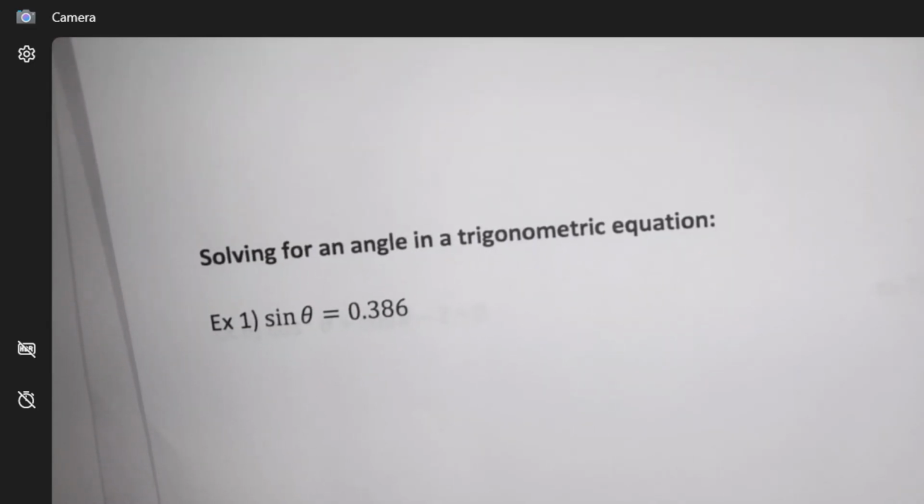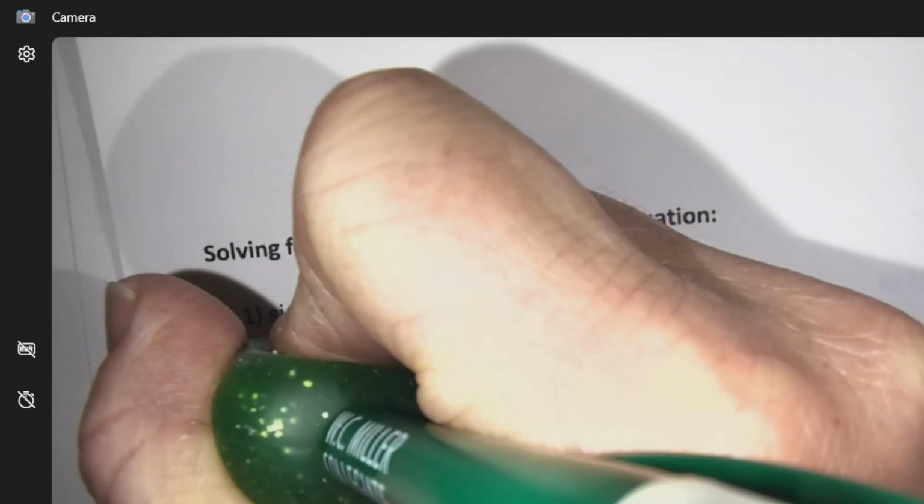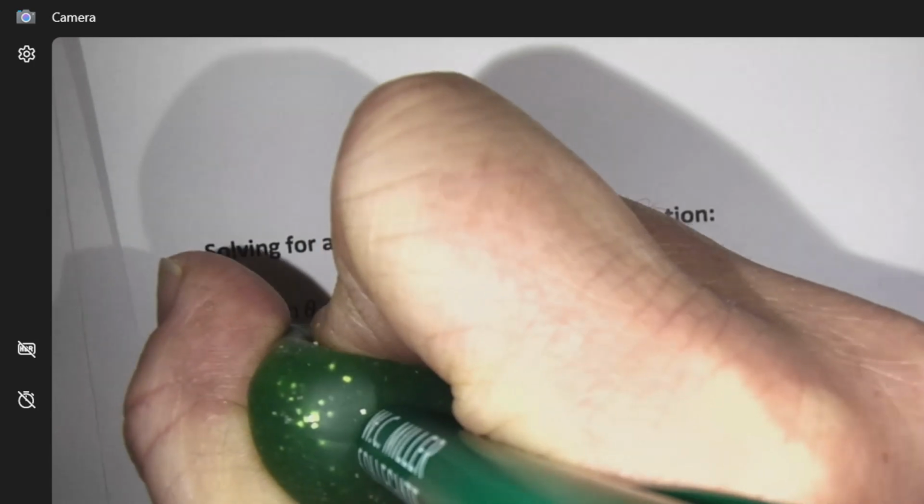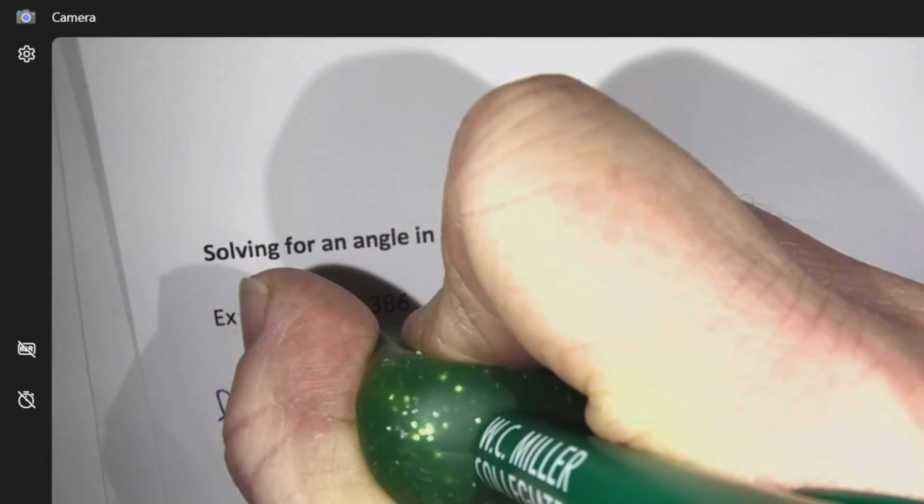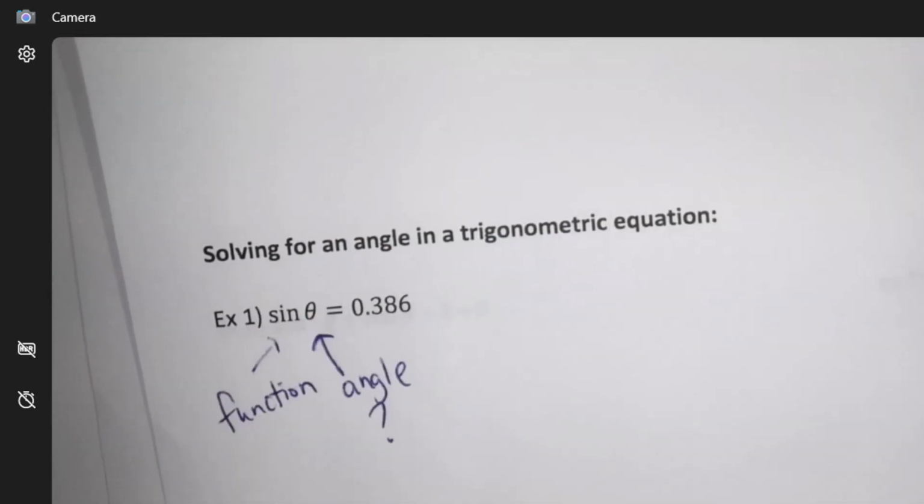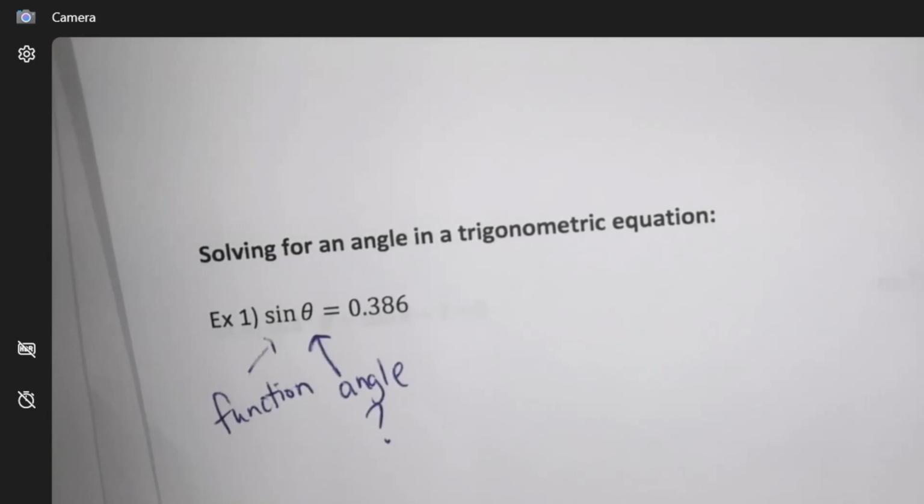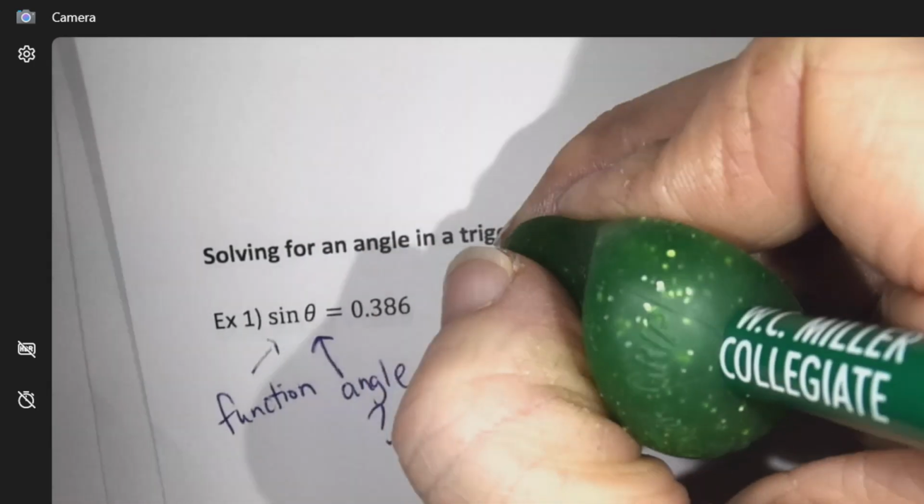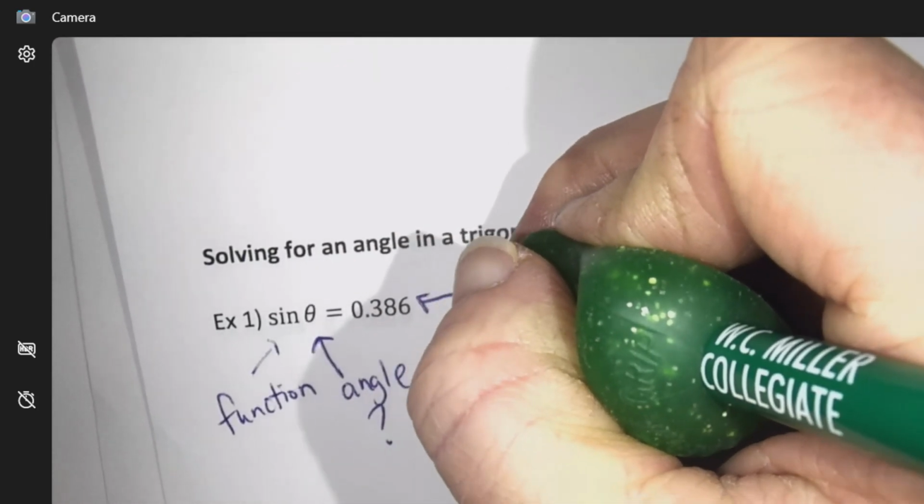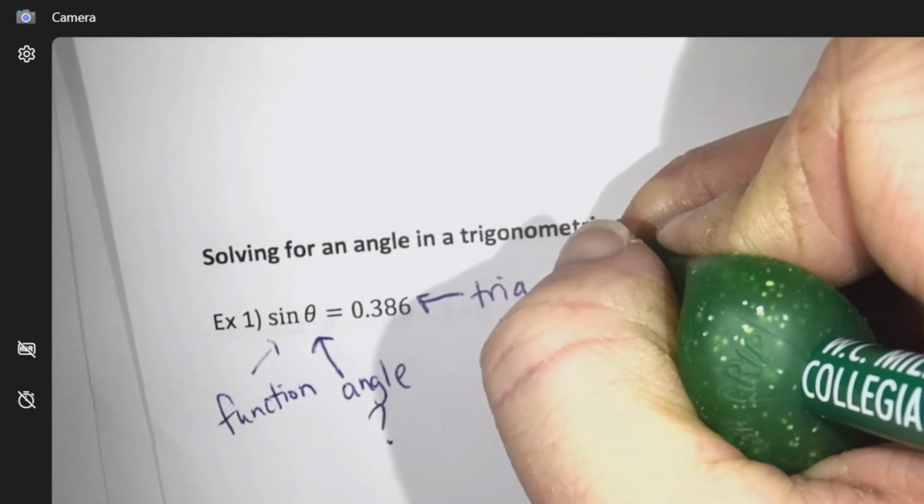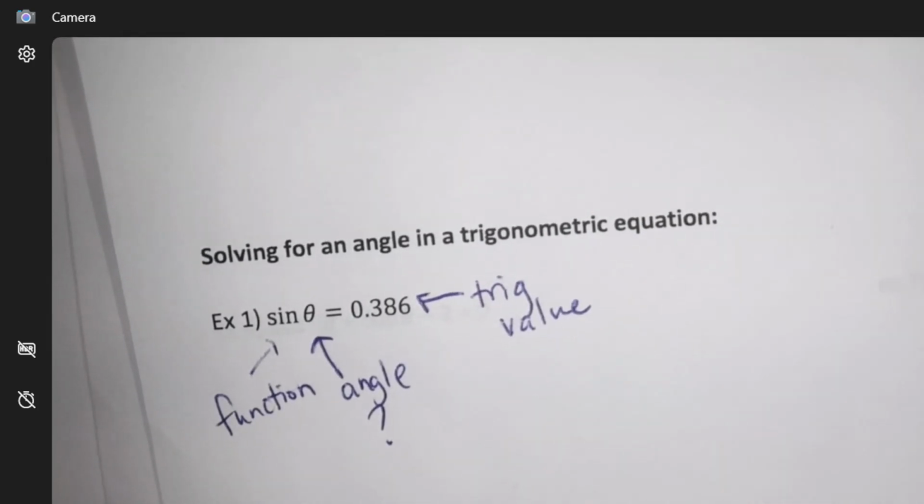Okay, here we go. We're going to solve for the angle. This is the trig function. This is the angle. That's what we're trying to actually solve for. This is called a trig value. Trig value, that's the name of that. So we're going to figure out what the angle is.